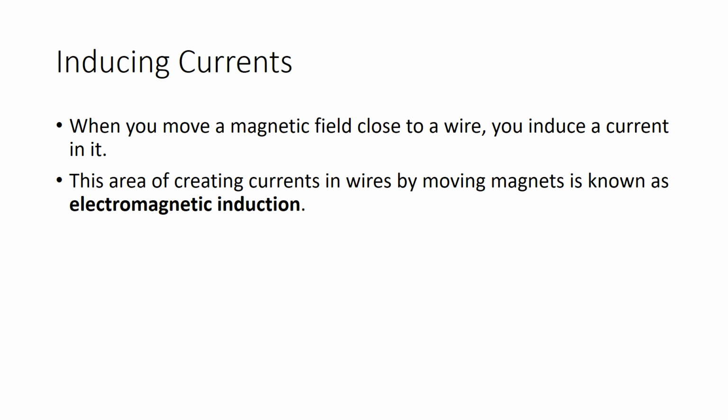All right, inducing currents. Now, when you move a magnet field close to a wire, you induce a current in it. Okay, so you're actually going to force a current through the wire. The area of creating currents in wires by moving magnets is known as electromagnetic induction. So what this means is you're creating an electric current by moving a magnet. When you do that, electromagnetic induction, okay?